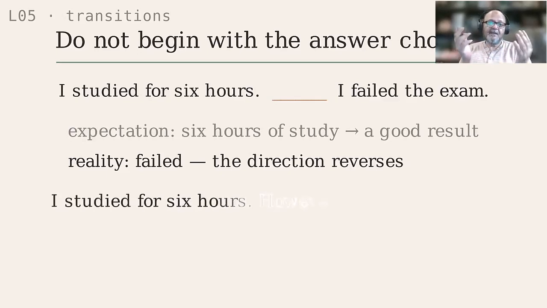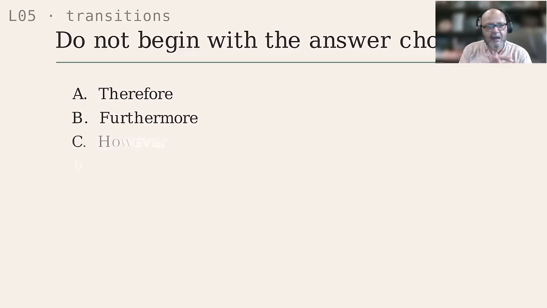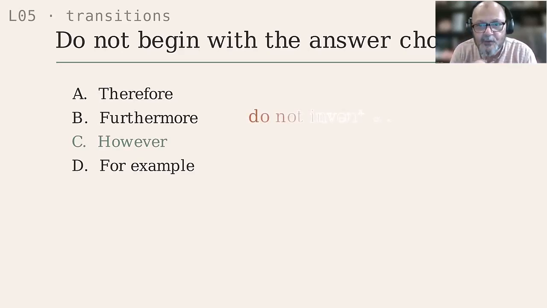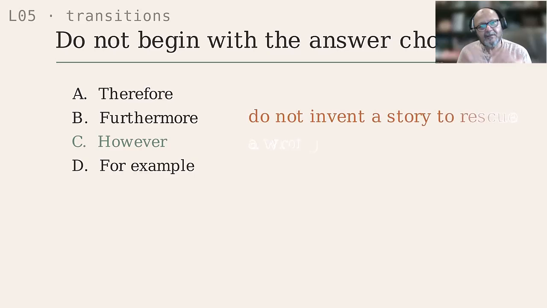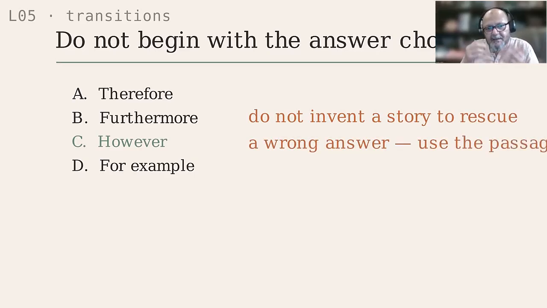A good answer would be, I studied for 6 hours. However, I failed the exam. Now, suppose the choices are therefore, furthermore, however, for example. The correct answer is, of course, however. But when students stare at the choices for too long, they may sometimes begin inventing strange explanations. They might say, maybe the student studied for so long that he became tired. Maybe the tiredness caused him to fail. So perhaps therefore could work. No, okay. Do not invent a new story to rescue a wrong answer. Use the information that is already in the passage.